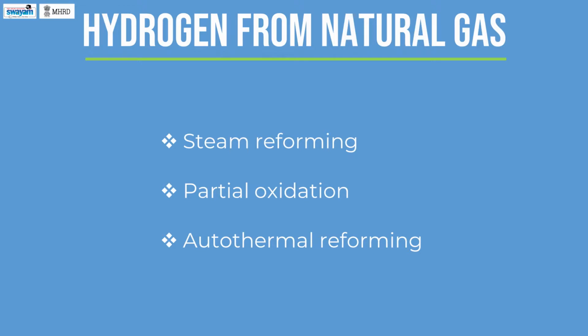Natural gas is a hydrocarbon gas primarily made up of methane and is derived from fossil fuel. It also contains a small amount of higher alkanes and non-hydrocarbon gases such as carbon dioxide and nitrogen, etc. Hydrogen is derived from natural gas through the following processes: steam reforming, partial oxidation, and autothermal reforming.